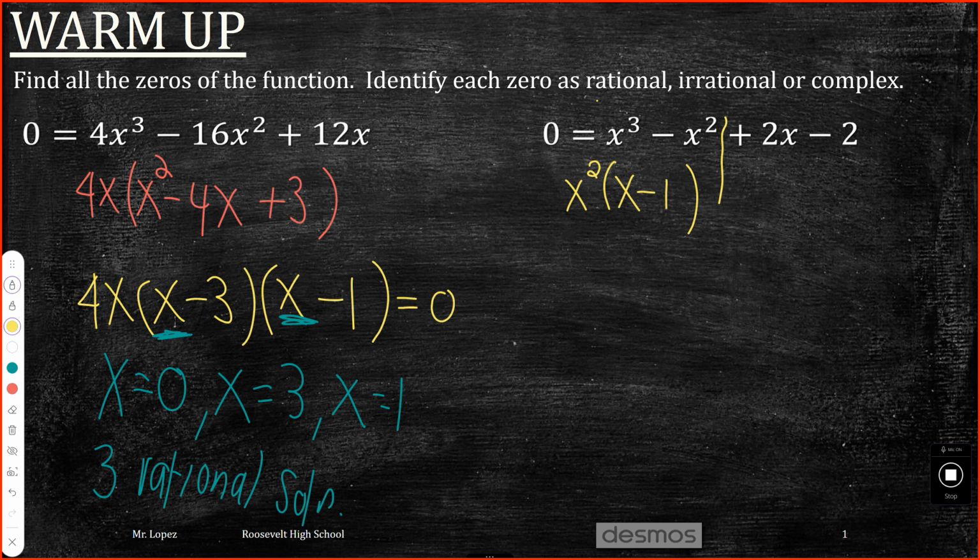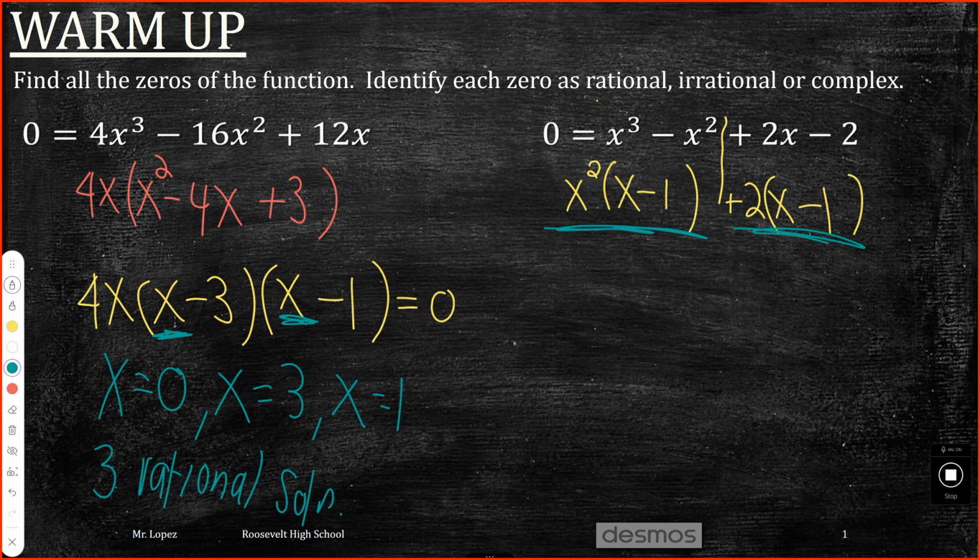What's the greatest common factor? 2. So we're going to factor out a 2. 2 times what is 2x? Just x. 2 times what is negative 2? Negative 1. Now we went from having 4 terms to now having 2 terms. And I have this one and I have this one. So what's common between those two?